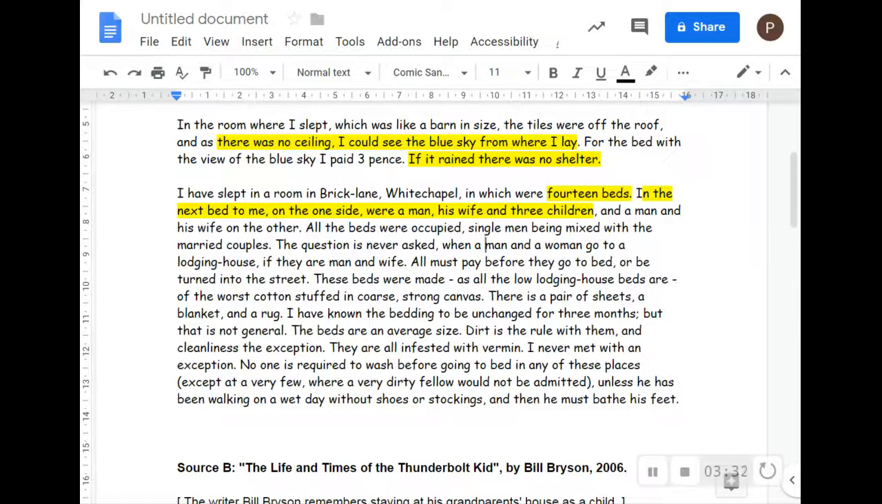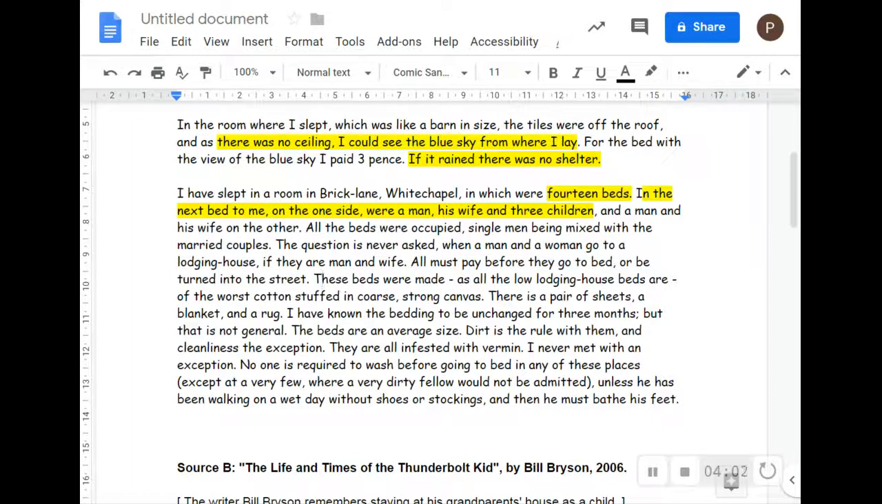"All must pay before they go to bed or be turned into the street." That, again, could be a problem. You have to pay or you're chucked out. But then again, modern hotels work like that, and we don't really consider that to be shocking. So I'm not sure if I'd feel 100% comfortable highlighting that. I might do if I can think of something very strong to say about it, but I think there might be better things to find.